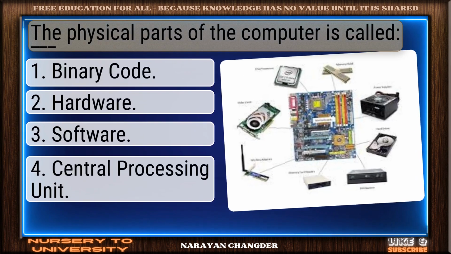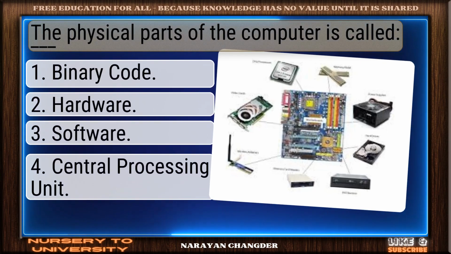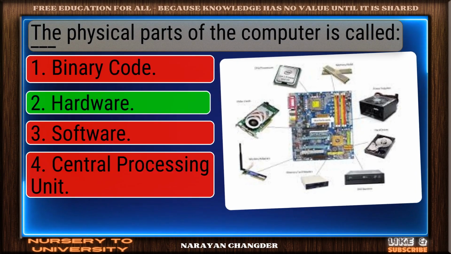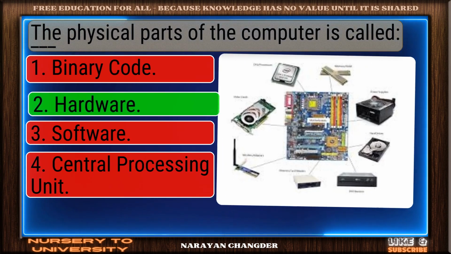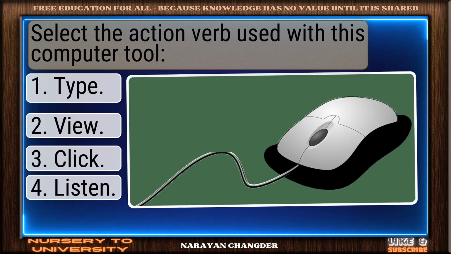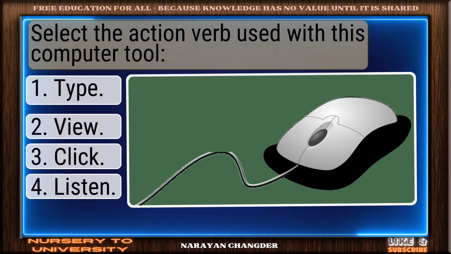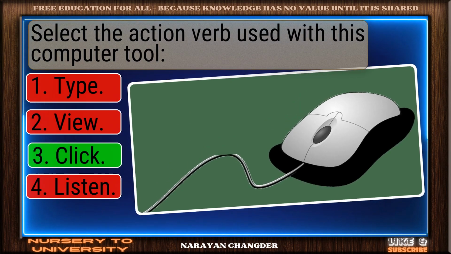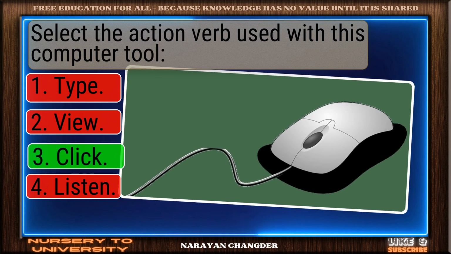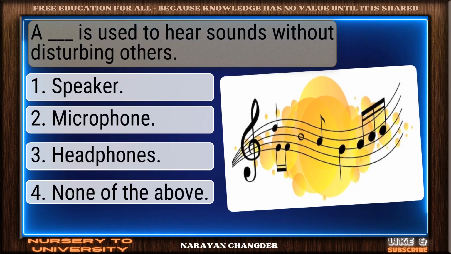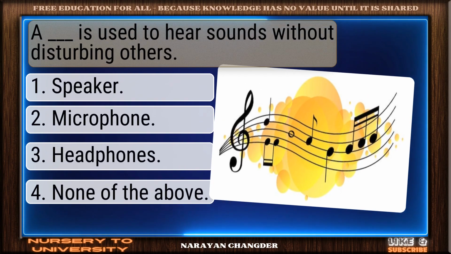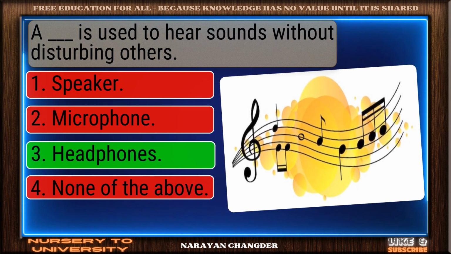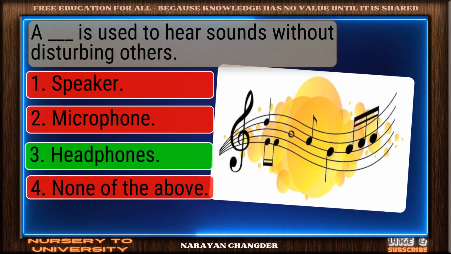The physical parts of the computer is called dash. Nicely done. Hardware is a solid answer. Select the action verb used with this computer tool. Valid point. Click is true. A dash is used to hear sounds without disturbing others. You're right. Headphones is the correct answer.